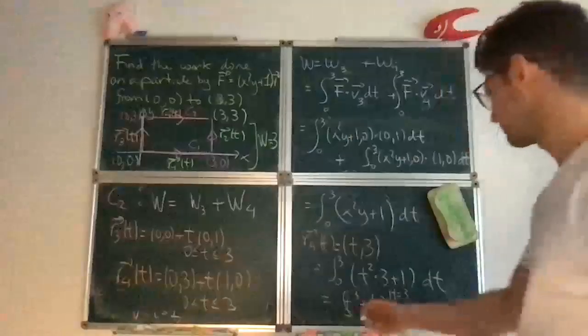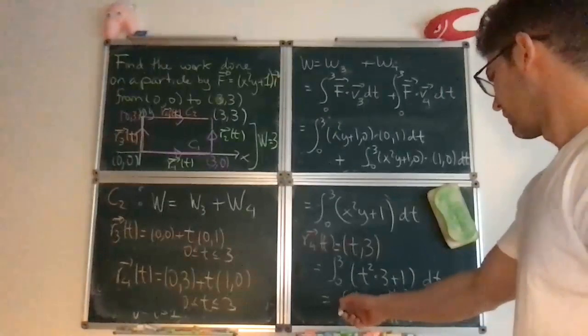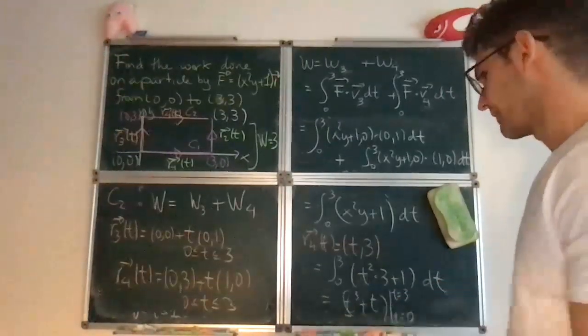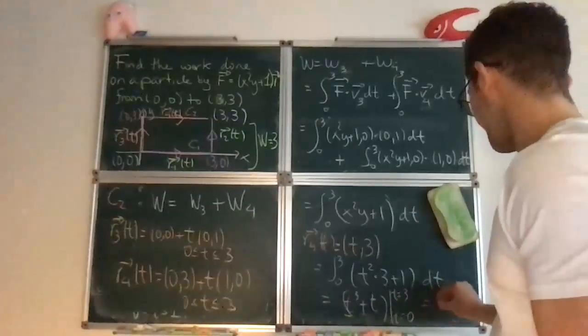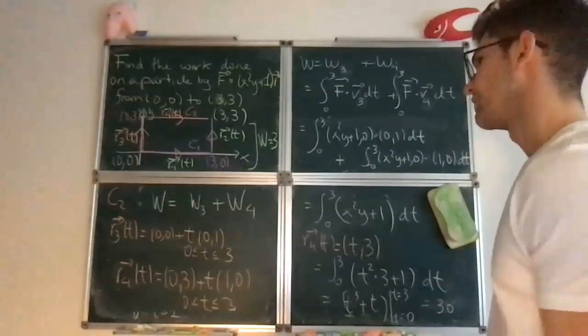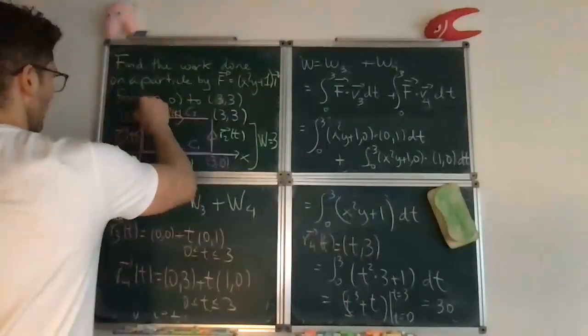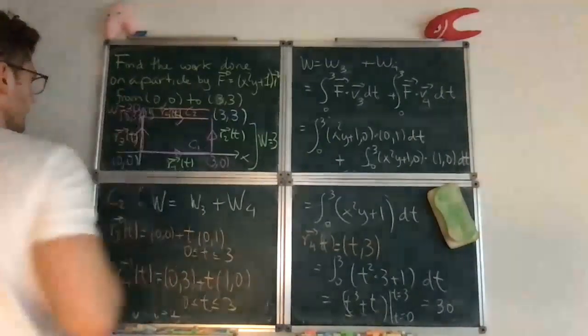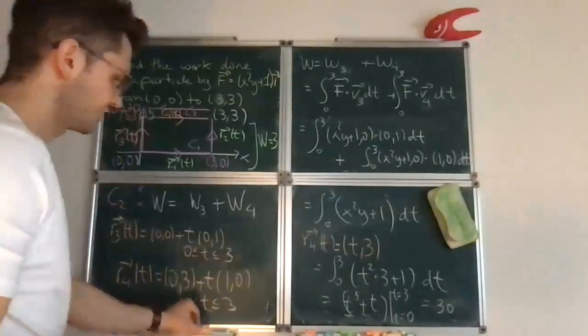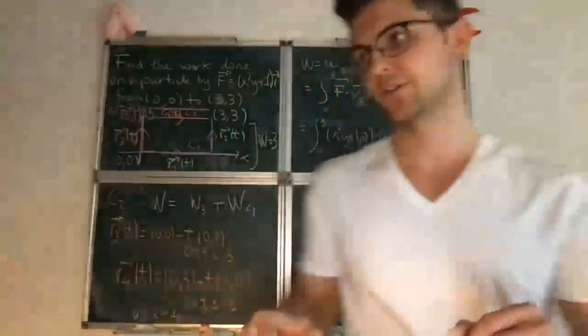And so this gives you 3 cubed, which is 3 times 3 times 3, so it's 27, plus 3, that's 30. So the work along this other trajectory, you need a lot more work to be applied. It has to be 30. So this shows you the trajectory matters.